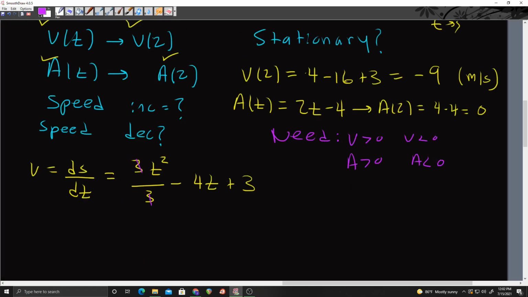Again, the 3 over 3 goes away. We're going to have t squared minus 4t plus 3, and we're going to set that equal to 0. We're going to think about two numbers that multiply to positive 3 and add to negative 4. Negative 3, negative 1, right? So t minus 3, t minus 1 equals 0, and we get t equals 1 or t equals 3.